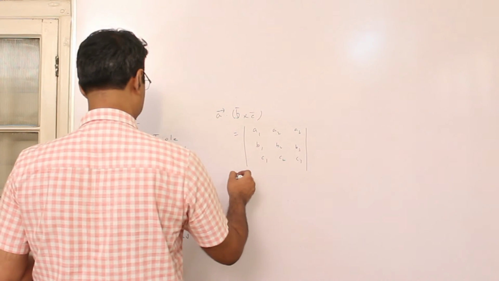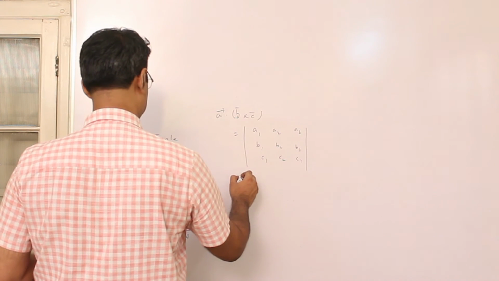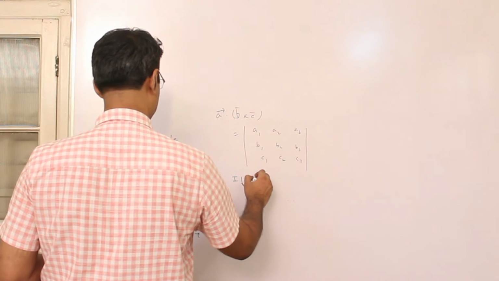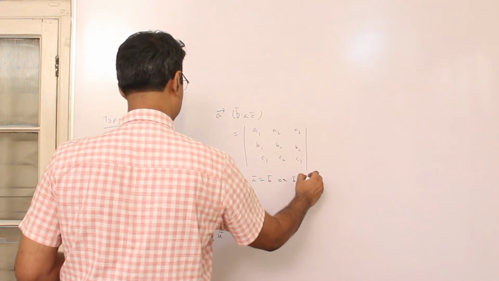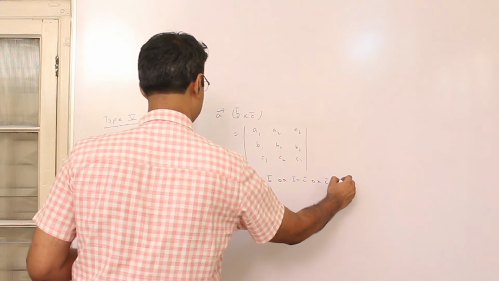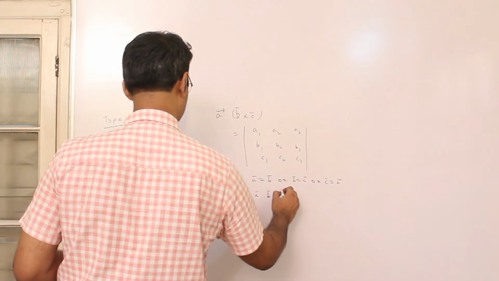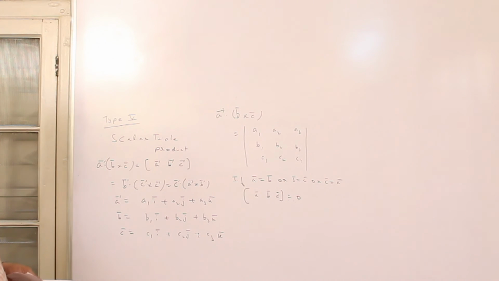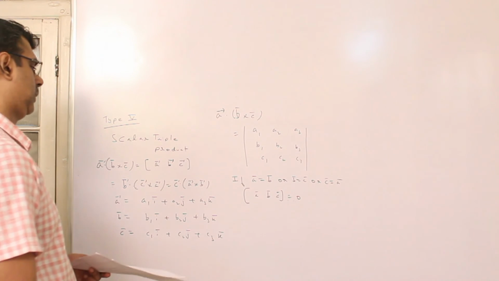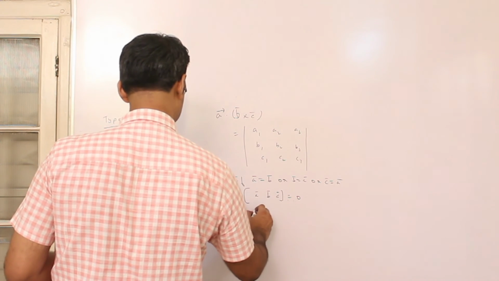Now you will notice one thing, that if A equal to B or B equal to C or C equal to A, then the scalar triple product will be 0. Scalar triple product will always be 0 if any two of the three vectors are equal to each other. Now scalar triple product has got a geometrical significance.